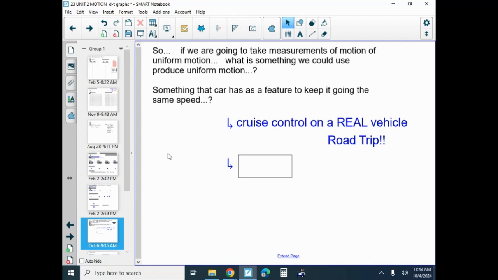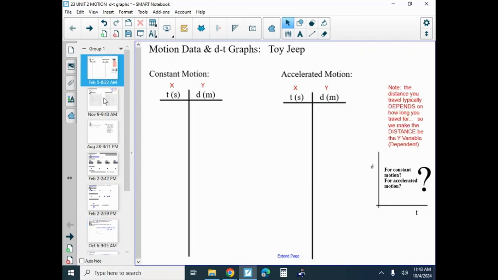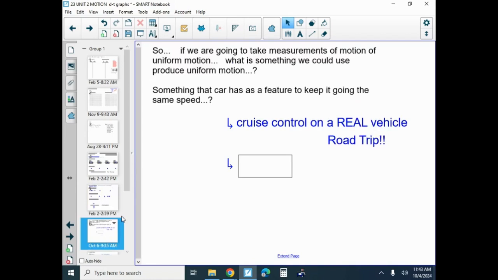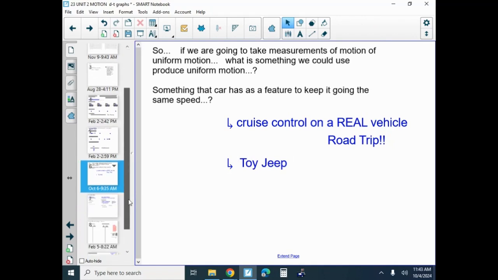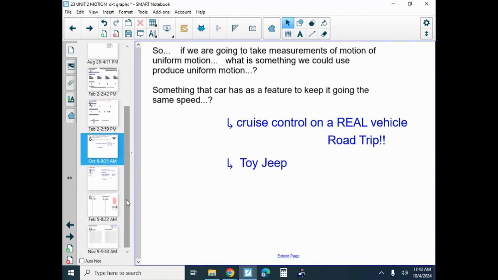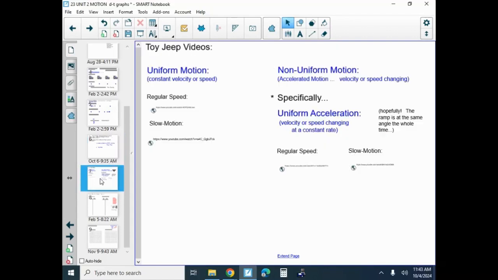I'm splitting this lesson up into two parts because I don't want there to be a spoiler alert situation as to what the graphs look like. But I'll show you the results from the van activity tomorrow. Your results are going to be from the toy Jeep activity. What I have for that is some videos that you'll be able to take measurements from, just like you did in the previous labs. And so here we go.